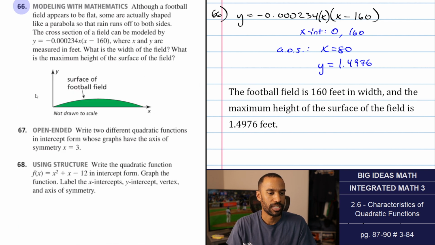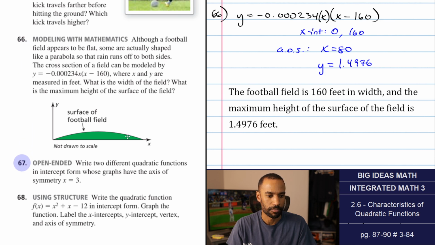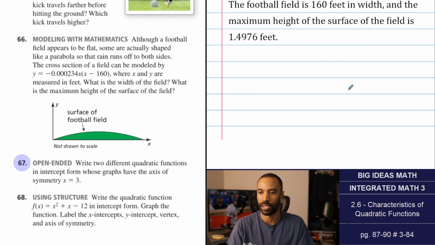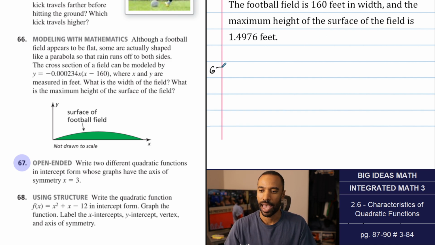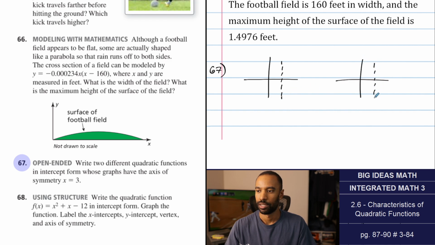All right. Number 67 is open-ended, so it's up to you, it's up to me. Write two different quadratic functions in intercept form whose graphs have the axis of symmetry at x equals 3. Fair enough. So what you have to do is just make sure that your x-intercepts are the same distance away. Here's 3. I'll do one that's negative, one that's positive. Let's get one to go 4 away from 3 on each side. That's at 7 and negative 1.